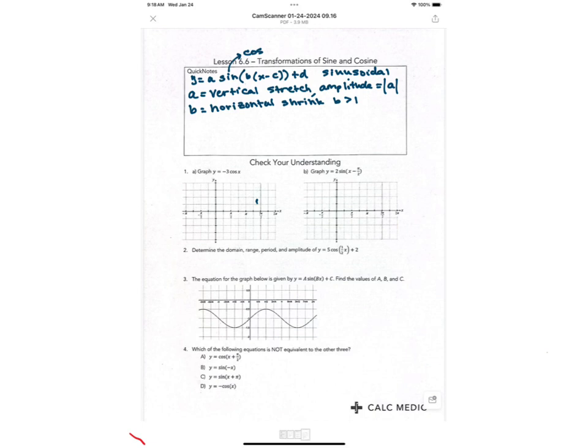Okay? And then horizontal stretch. If B is between 0 and 1. Name that kind of number, Ruth. Between 0 and 1. What kind of number? A fraction or a decimal? Okay. No, what kind of number is between 0 and 1? Good. No, she said 0.5.